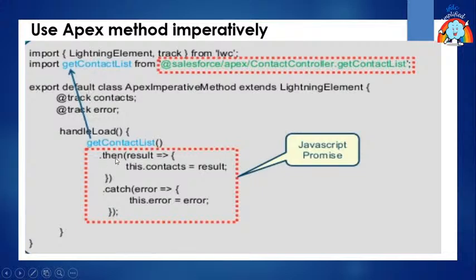The second point is that we are using a JavaScript promise. Don't worry, we will be discussing it in detail, but this is how we write it. We say getContactList, and then we use the promise to get the result, and if there is an error, it will go inside the catch and display the error. There is a JavaScript function inside it. We will do it in detail, but this is the example use case of how we write it.